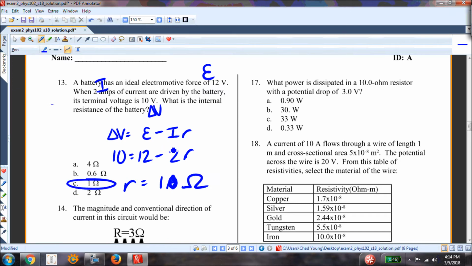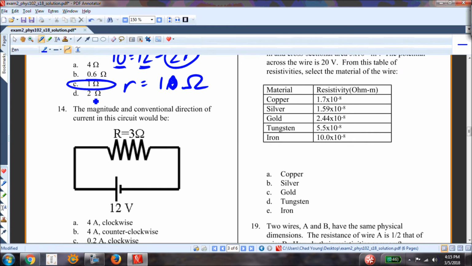And you can think about it, I have 2 volts of potential across that internal resistance because whereas I should be getting 12 volts, I'm really only getting 10 volts. And so I'm losing 2 volts of potential across that internal resistance due to heat or whatever. And with 2 amps, how I get 2 volts is through a 1 ohm resistor.